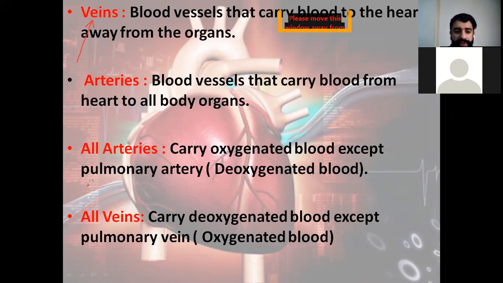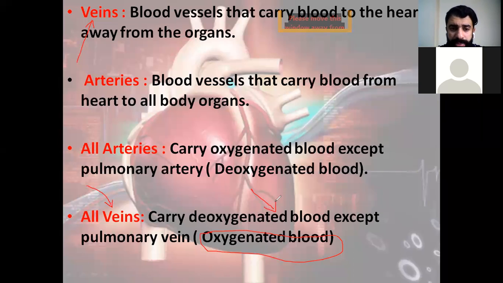But all veins carry deoxygenated blood, except for the pulmonary veins, which carry oxygenated blood, as we said before. So the veins are blood vessels that carry blood to the heart away from the organs. And all the veins carry deoxygenated blood. All of them carry blood that is poor in oxygen, except the pulmonary vein, which carries oxygenated blood.